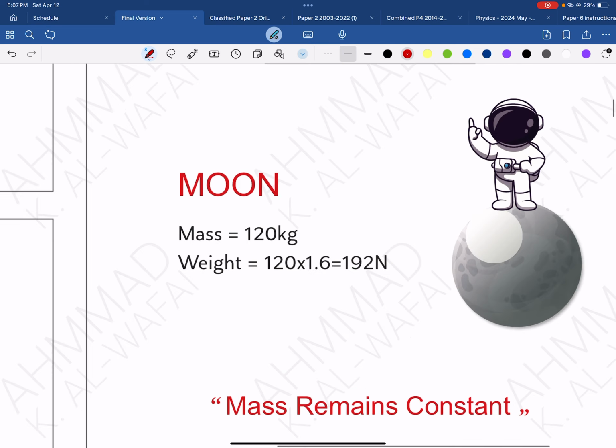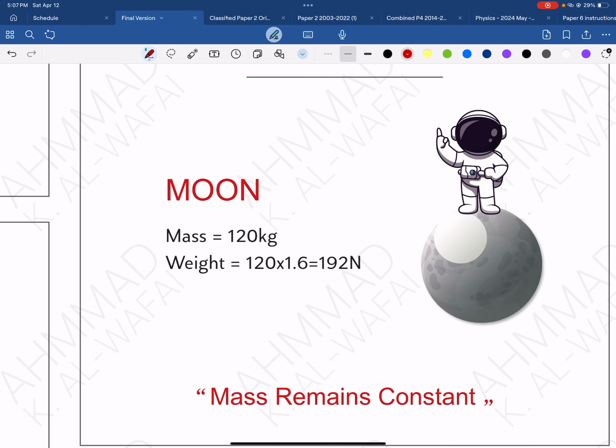Okay, now if you go to the moon, the weight is going to be different on the moon because of the gravity of the moon. The mass stays the same as we agreed, it's 120 kilograms, and therefore you can get the weight, which is 120 times 1.6, gives you 192 newtons. Also, you could round this to 190 newtons.